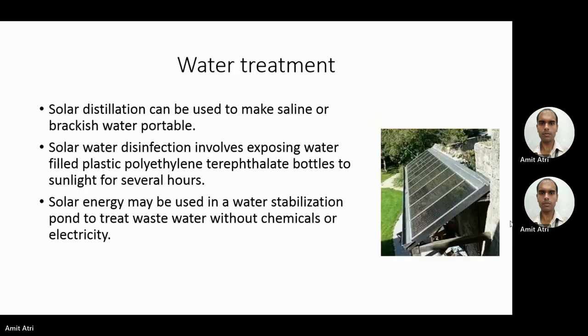Then the next application is water treatment. Solar distillation can be used to make saline or brackish water potable. Solar water disinfection involves exposing water-filled plastic polyethylene terephthalate bottles to sunlight for several hours. Solar energy may be used in a water stabilization pond to treat wastewater without chemicals or electricity. Means we are not using any other energy; sunlight, solar energy, we are using for the water stabilization pond. So we are treating wastewater.